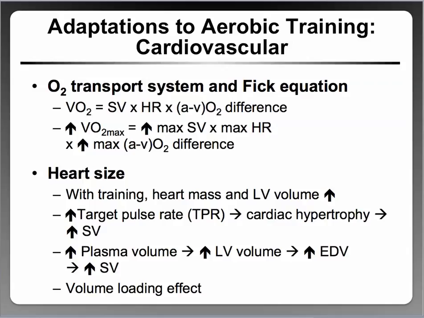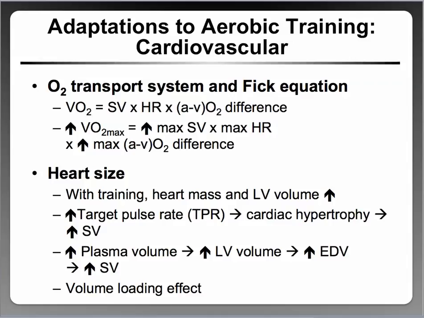So, if we're looking at this Fick equation and we're trying to describe where adaptations occur, basically we're going to have either an increase in stroke volume or an increase in AVO2 difference. So it gets back to the presentation versus utilization argument that's going on. And I think you're going to see throughout these next couple of slides where your authors fall on. But for the sake of argument, I'll try to present this with the least amount of bias as possible.